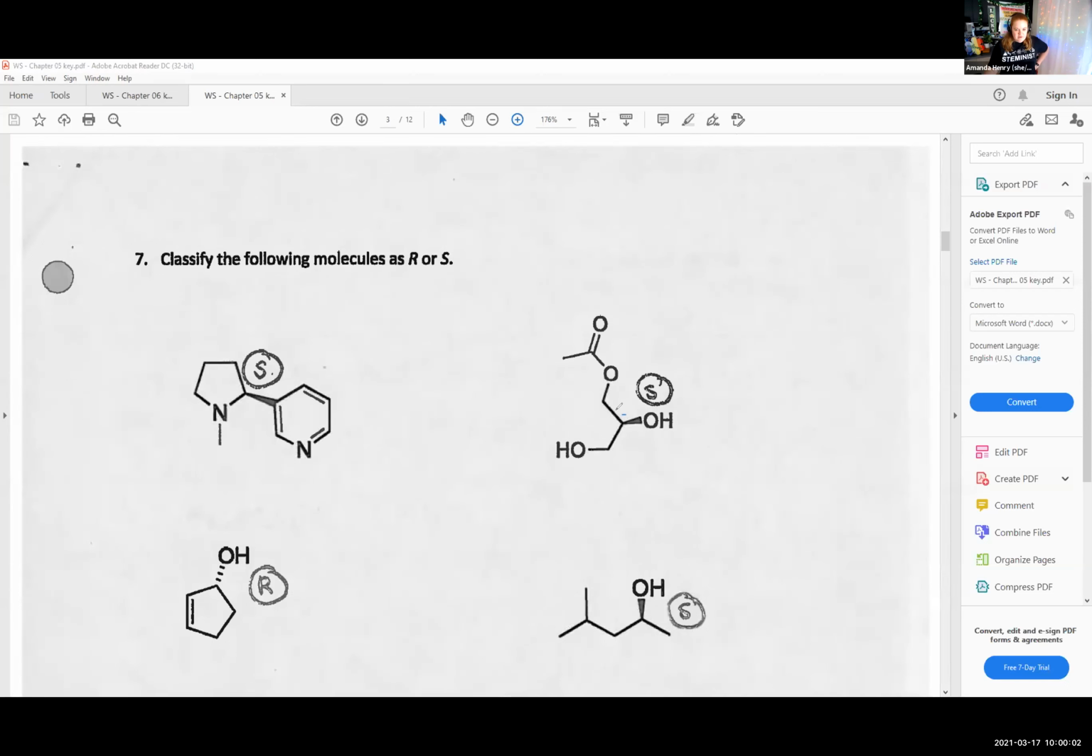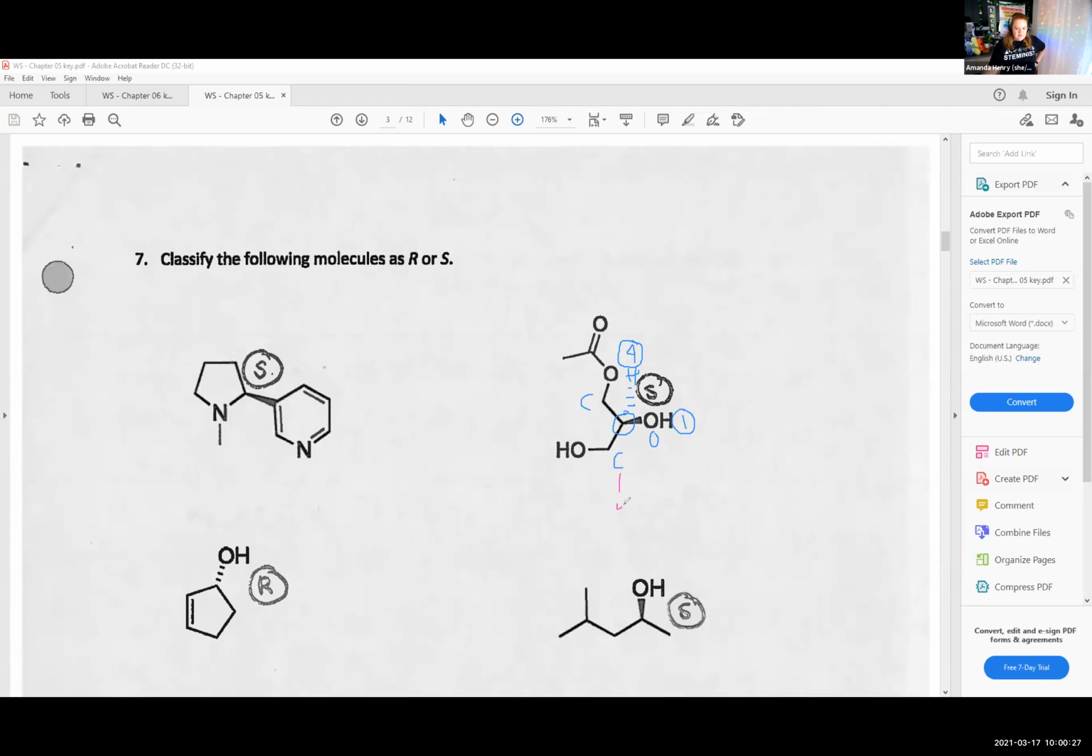Okay, so we have our stereo center right here, right? And we look at what's attached to it. Carbon, carbon, oxygen. So oxygen gets the highest priority. There's a hydrogen on a dashed line hiding back there. That's our 4th priority. So whether you draw that in or not doesn't really matter, but it is the 4th priority.